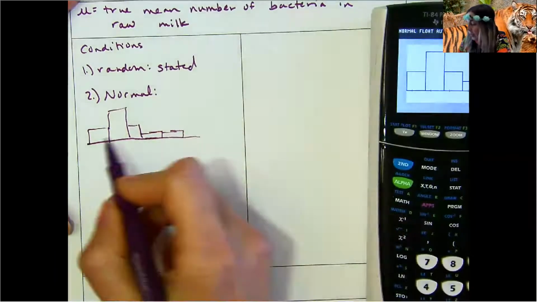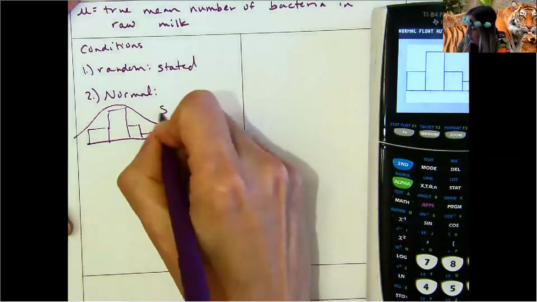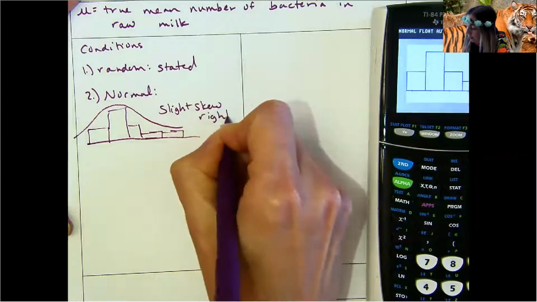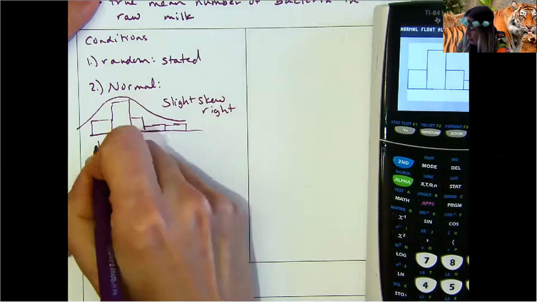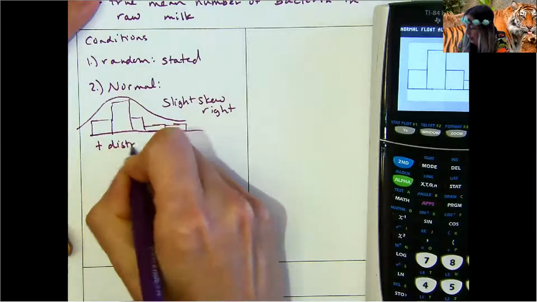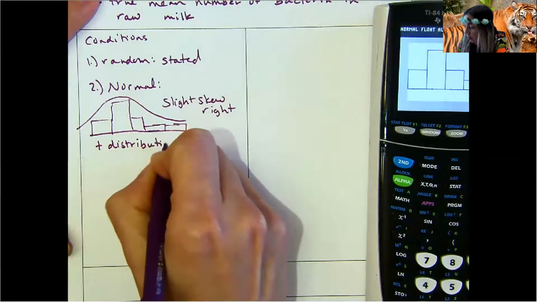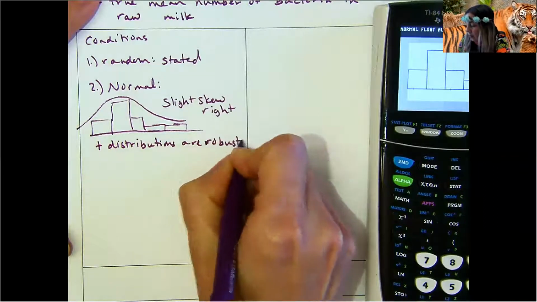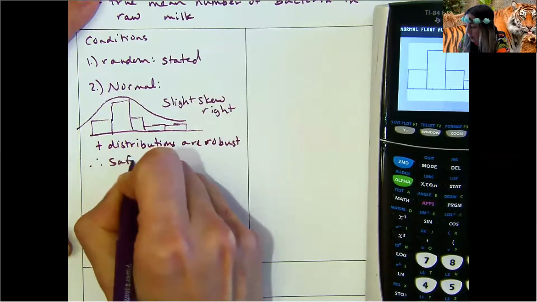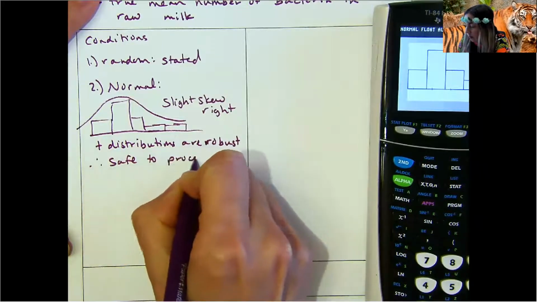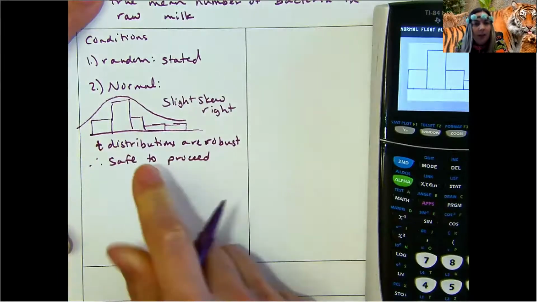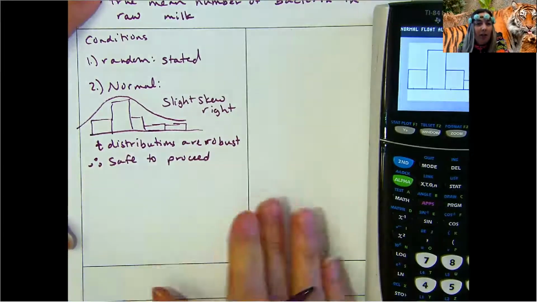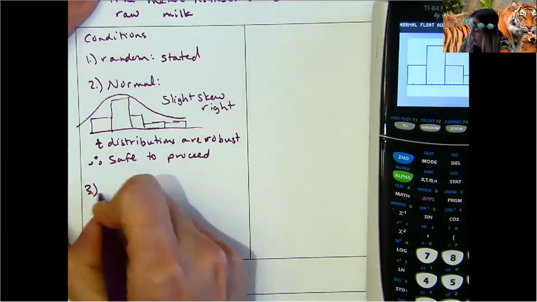All right, so we do have a slight skew right. However, t distributions are robust. Safe to proceed. T distributions are robust, therefore it is safe to proceed. No outliers. All right, and then the third check is your independence.